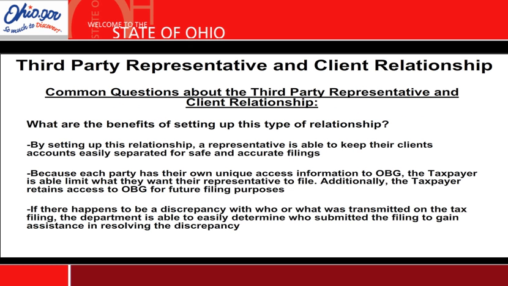A relationship of this nature is beneficial for many reasons. First, it allows third-party representatives to keep their various clients' accounts separate and safe. Second, it allows both parties to retain access to OBG for future filing needs. Third, a taxpayer is able to regulate what filings a third party is able to perform on their behalf. And finally, it allows the Department of Taxation to determine who has submitted filings on behalf of a taxpayer in case there are any discrepancies in the filings.